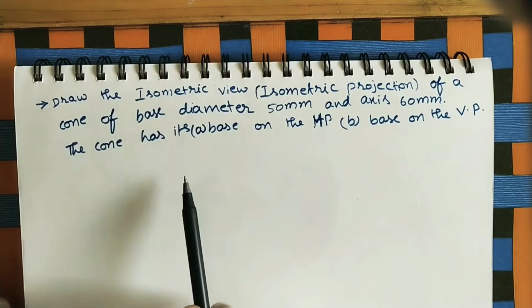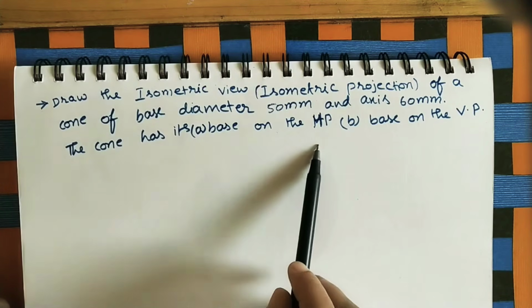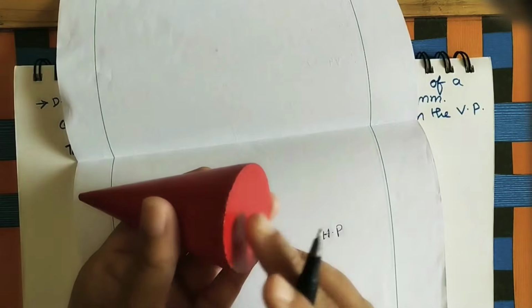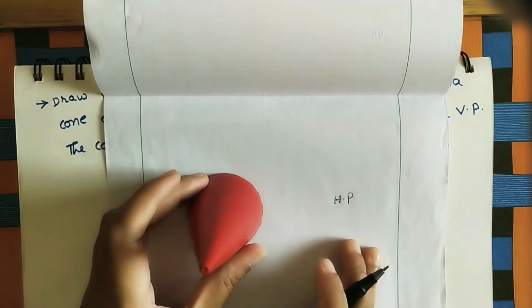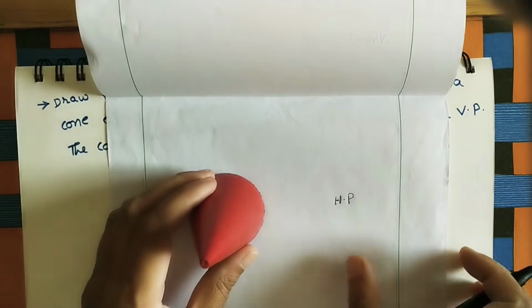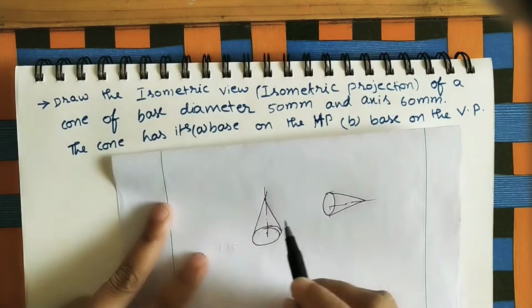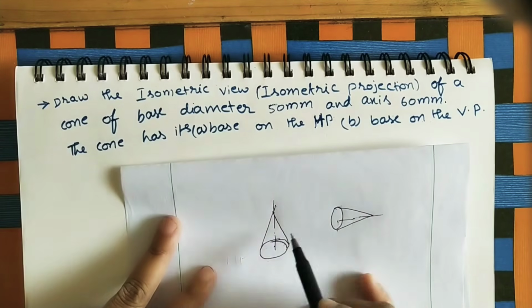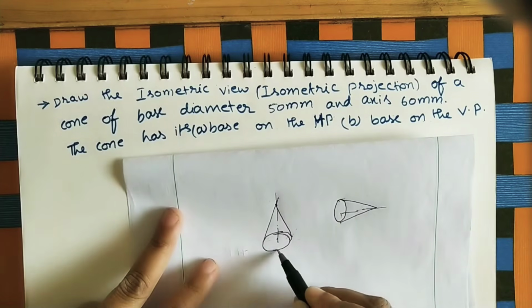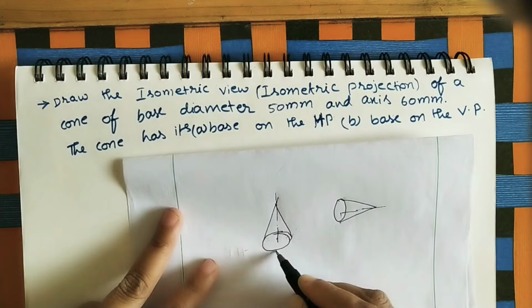Let us take the first bit. The cone base is on the horizontal plane. The base of the cone is on the horizontal plane like this. We need to do the isometric view in the first bit. This is the base, it is on the horizontal plane. For doing the isometric view for these two cases, here we need to take one box initially.